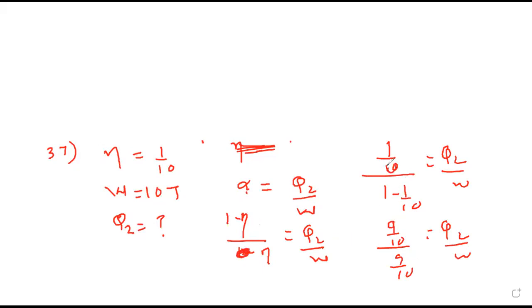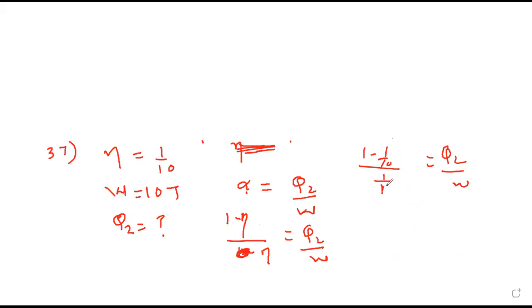So this will become 1 minus eta, that is 1 minus 1 upon 10 divided by 1 by 10. 10 minus 1, 9 by 10 upon 1 by 10. With the 10 canceling, Q2 equals 90. Option C.